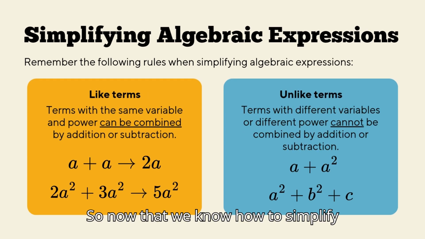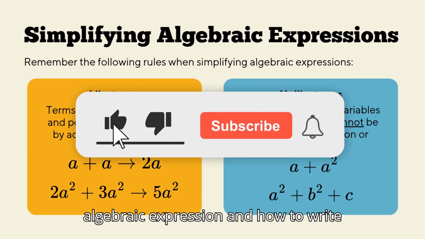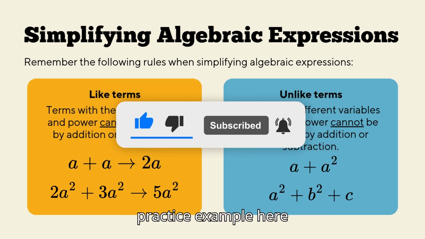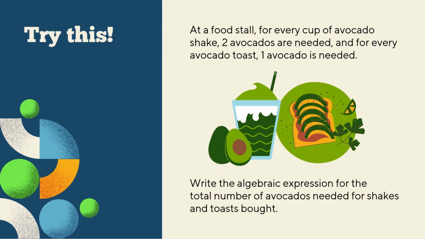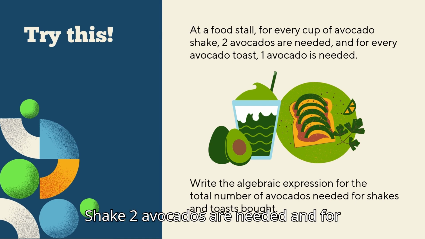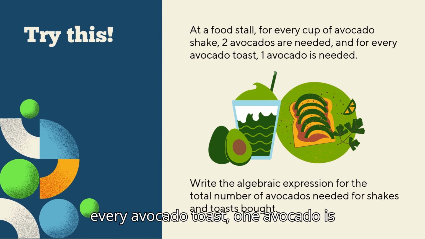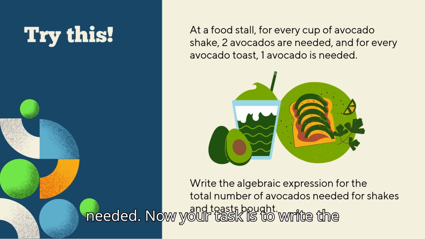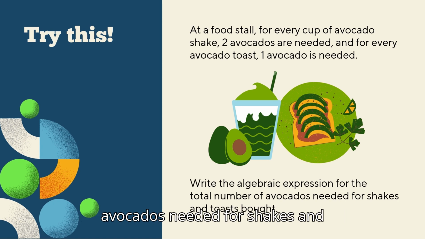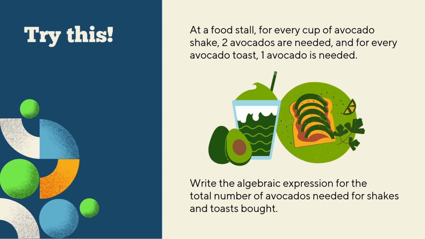Right. So now that we know how to simplify algebraic expressions and how to write algebraic expressions, let's have a practice example here. At a food store, for every cup of avocado shake, 2 avocados are needed. And for every avocado toast, 1 avocado is needed. Now, your task is to write the algebraic expression for the total number of avocados needed for shakes and toast both. You can pause the video and try this example.